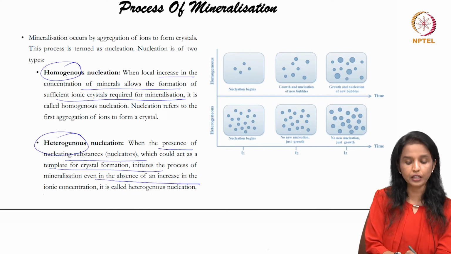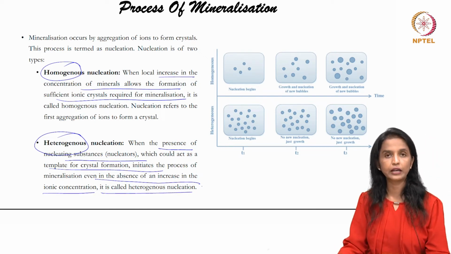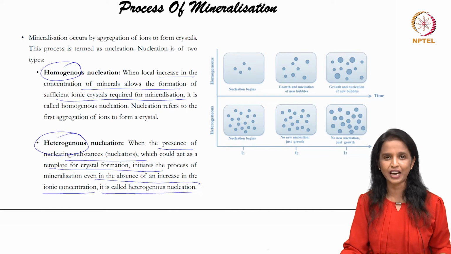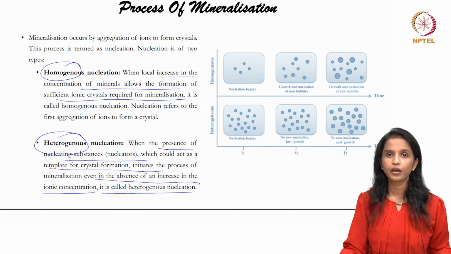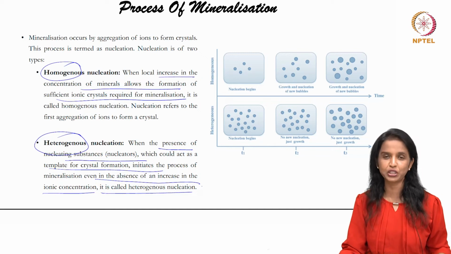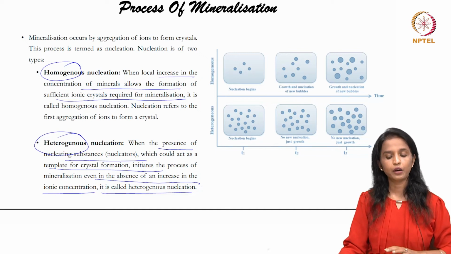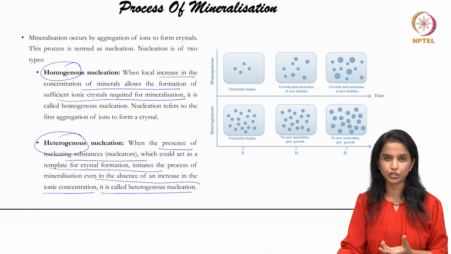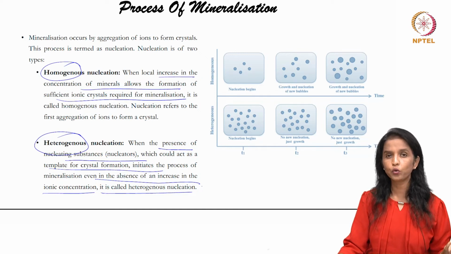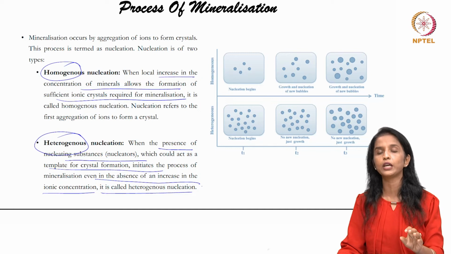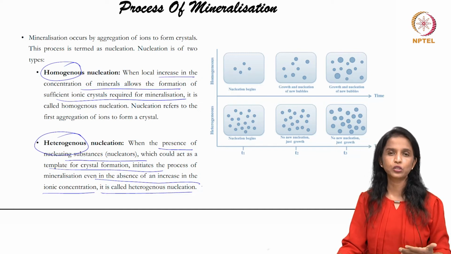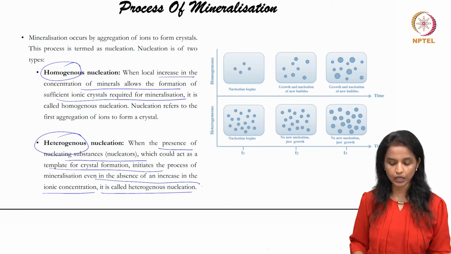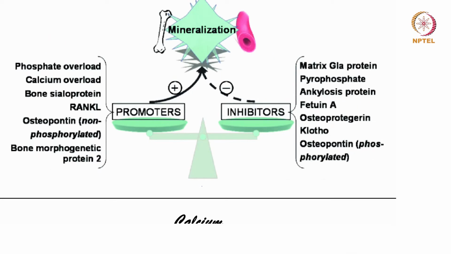So, what happens is, even in the absence of an increased ionic concentration, there is crystallization, and this is called heterogeneous nucleation. This can happen only when the nucleators are there. So, again there are two types of crystallization, the homogeneous and the heterogeneous. Homogeneous is due to a local increase in the ionic content, whereas the heterogeneous nucleation takes place because of the presence of a nucleator agent, and then there is deposition of ions even in the absence of adequate concentration. So, that is your heterogeneous nucleation.